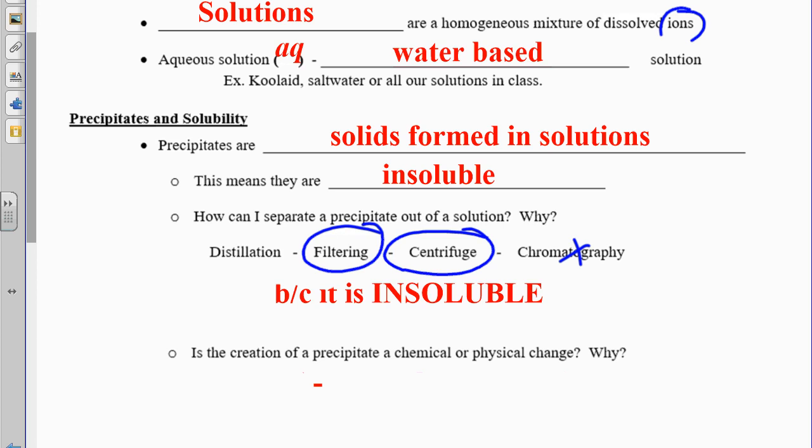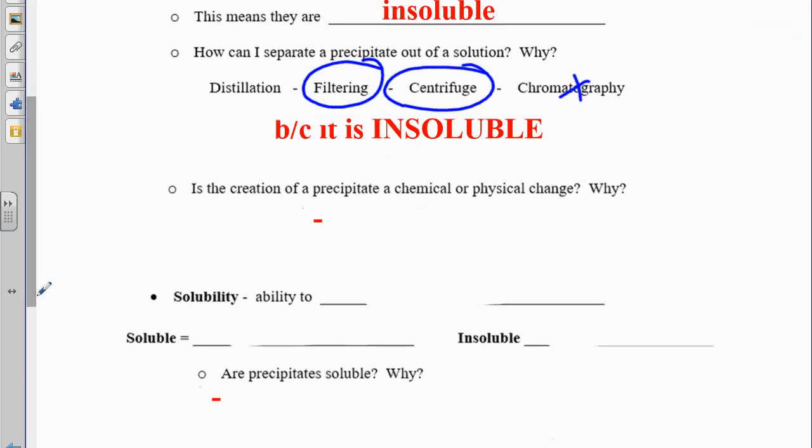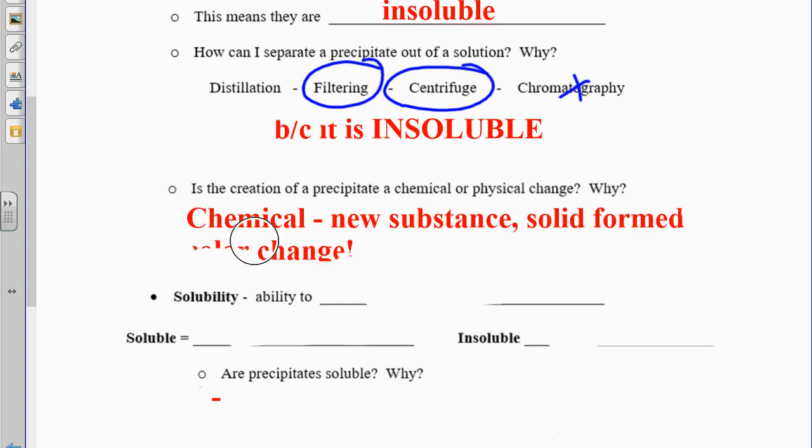Because, and this is what you just did today, because I made a solid and because it turned from clear to white, do you think this is a chemical or a physical change? That is very nice. A chemical change. We made something new, a solid form. There was a color change and all that kind of good stuff. Okay. Awesome. So again, we're just reviewing some of these terms.